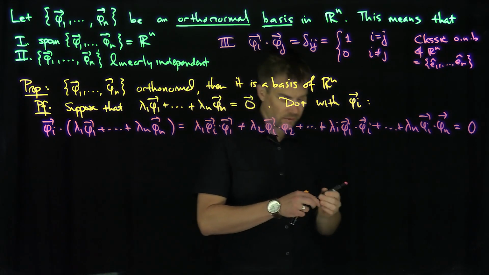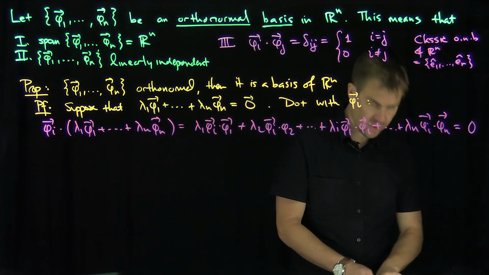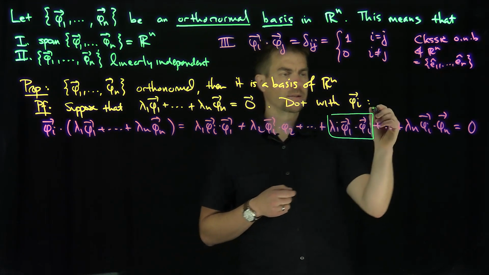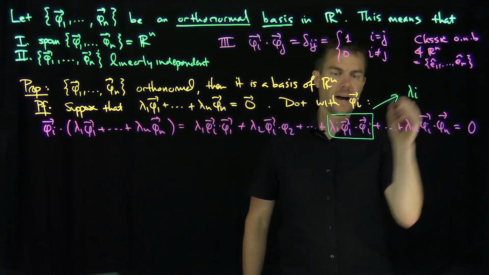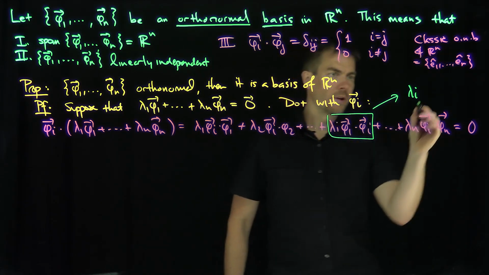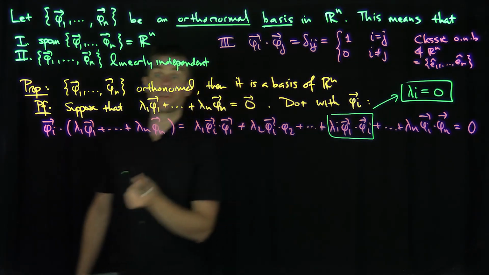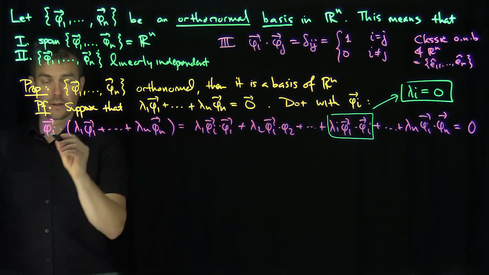The only one of these terms that survives is the phi I with phi I. So this term over here is the only term that survives this dot product, and because phi I dot phi I is equal to 1, this tells me that lambda I is equal to 0, and that shows that all the lambda I are equal to 0. So the set is linearly independent.